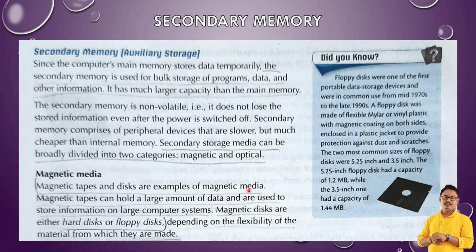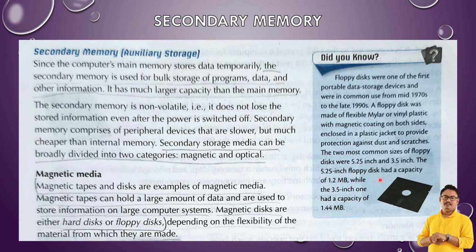Magnetic tapes and discs are examples of magnetic media. Magnetic tapes can hold a large amount of data and are used to store information on large computer systems. Magnetic discs are either hard disks or floppy disks, depending on the flexibility of the material from which they are made. So magnetic media include magnetic tapes, hard disks and floppy disks. These are the secondary memory, magnetic media.